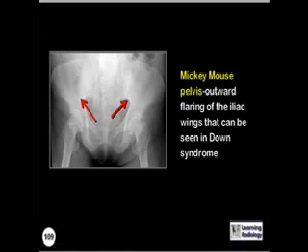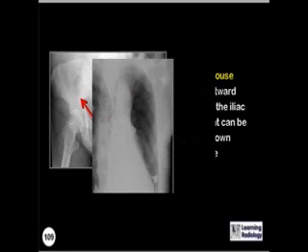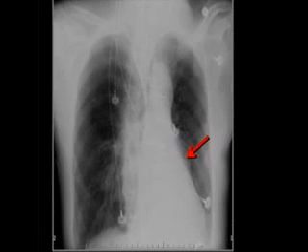This is a Mickey Mouse pelvis, which is outward flaring of the iliac wings that can sometimes be seen in Down syndrome. What is the name given to this sign?